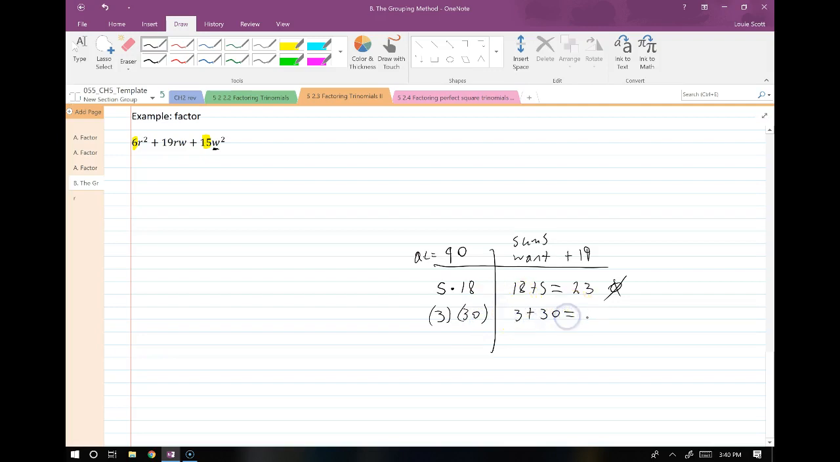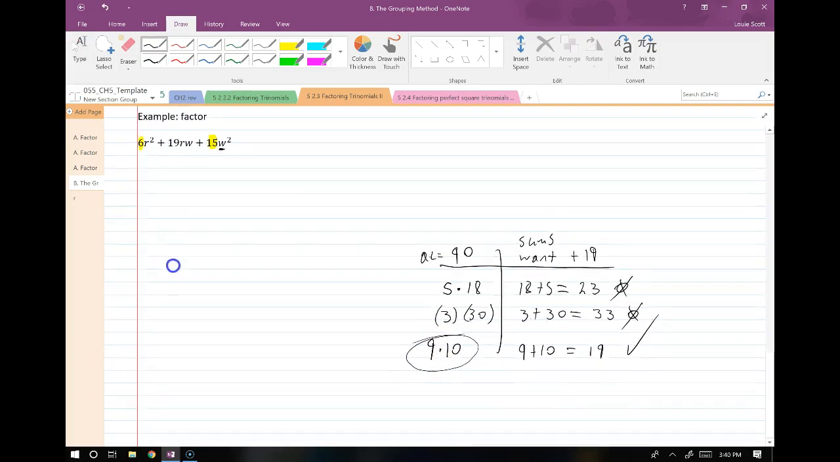What do you guys think? What should I try? Excellent. I like that idea. Let's try it out. 9 times 10, yeah, that equals 90. 9 plus 10, yeah, that equals 19. So boom, that's the exact two factors we want to use. We go ahead and circle them, and then we go back to our polynomial.